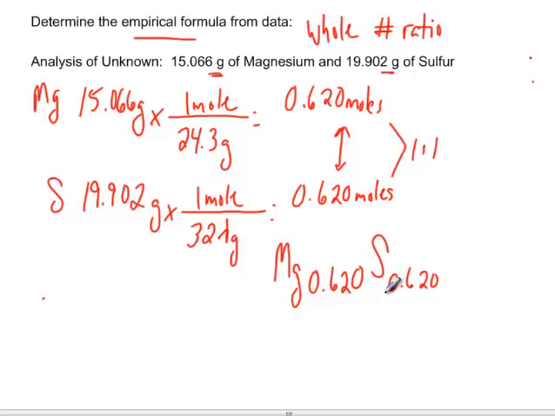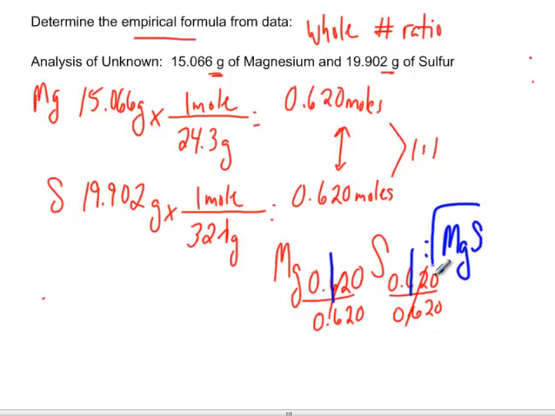Now, again, it's a ratio. We know it's a 1-to-1, but it's not a whole number. So what do you do? You divide by the smallest. They both happen to be the same, so dividing by the smallest gets you the exact same thing we already predicted, and it turns into a 1-to-1 ratio. So I rewrite this as MgS, and there's my formula.